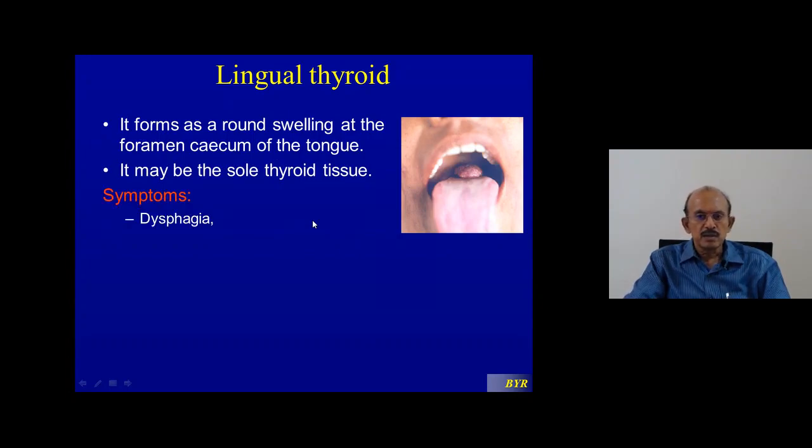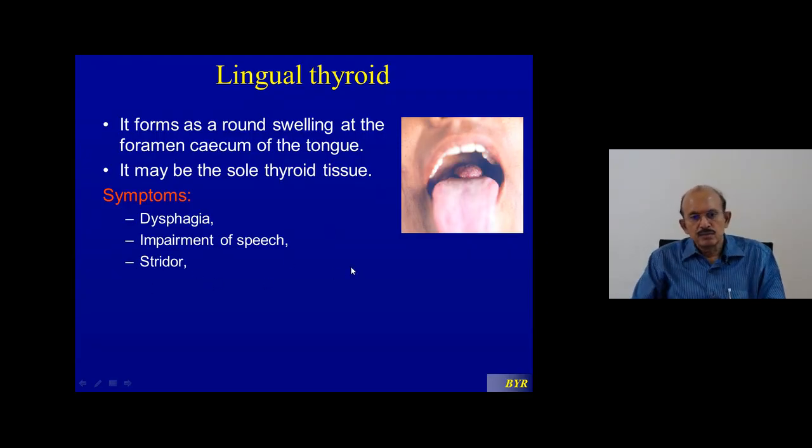Symptoms: this mass may be coming in the way of swallowing. So this produces dysphagia, impairment of speech. Stridor. What is stridor?